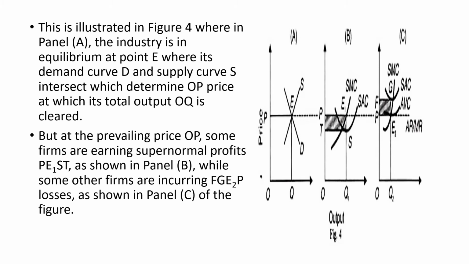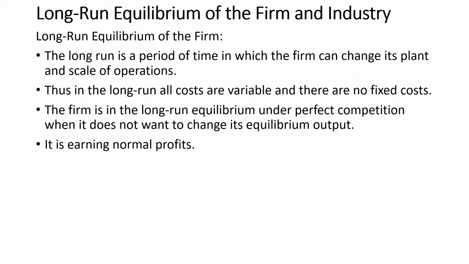But at the prevailing price OP, some firms are earning supernormal profit, while some other firms are incurring losses. So this can be the practical situation. Now coming to the long run equilibrium of the firm and industry, we have already discussed that the long run is a period of more than 1 year, a time in which the firm can change its plant size, scale of operations, etc. The firm can plan and implement its actions.